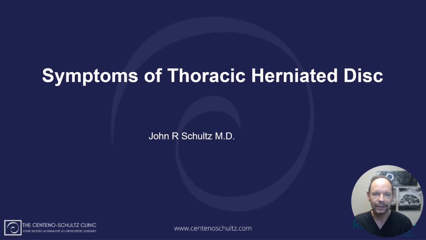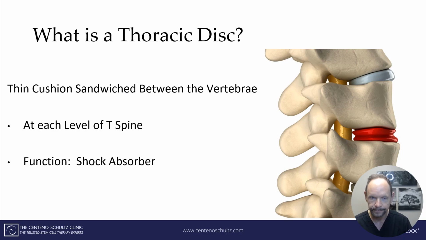And today in particular, we're going to be talking about the symptoms associated with thoracic disc injury. So thank you for checking in and let's get started. So what in the world is a thoracic disc? It's basically a cushion that's situated or sandwiched between the vertebral bodies. There's a disc at every level of the thoracic spine, and it basically functions as a shock absorber. So it's a pretty important structure in the spine.